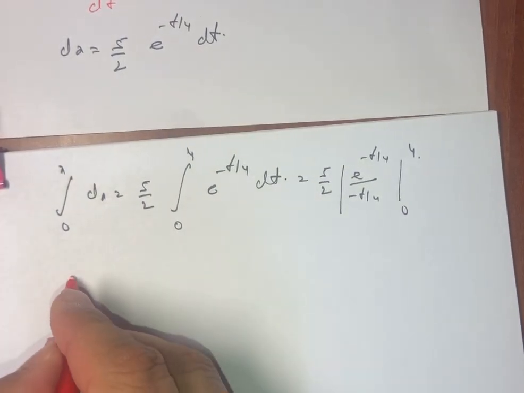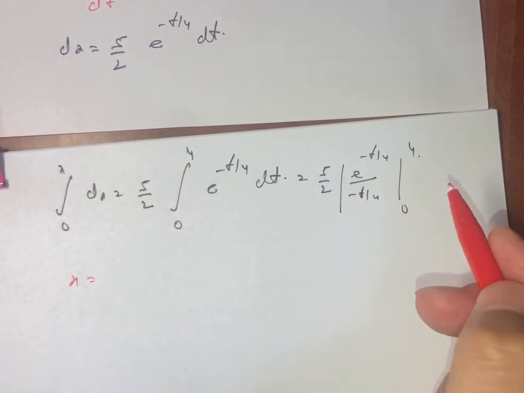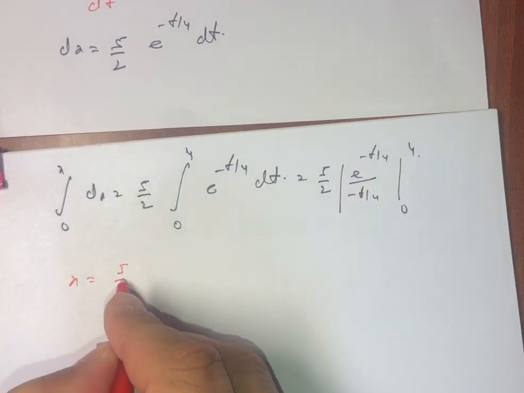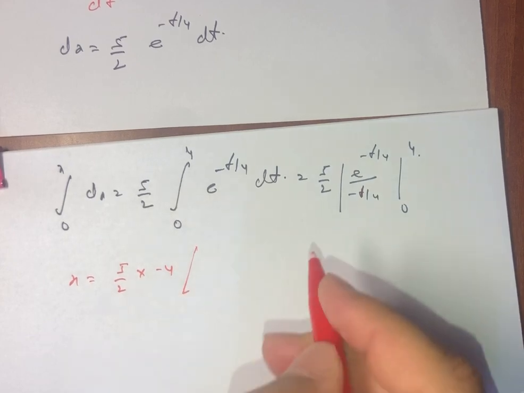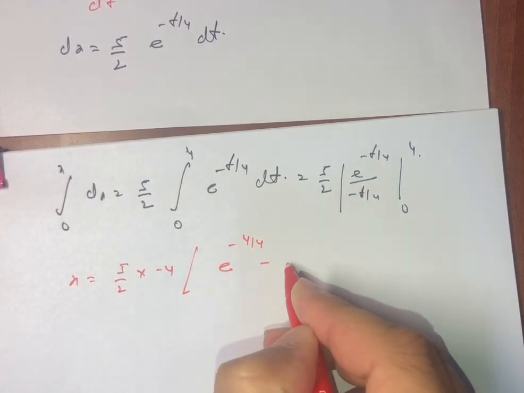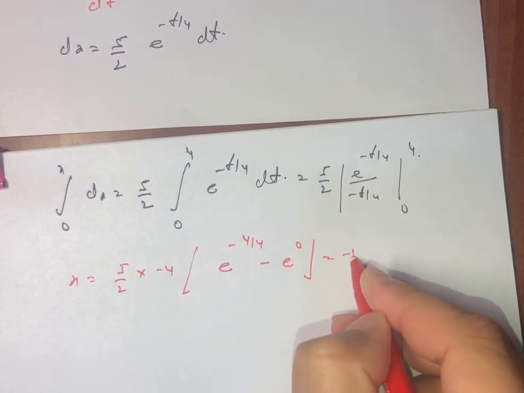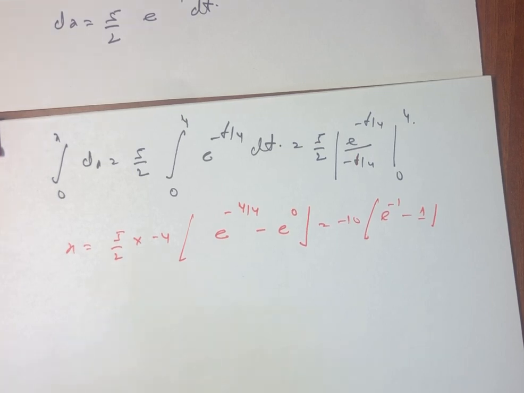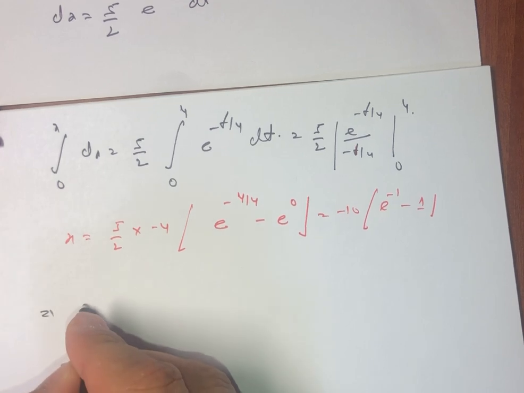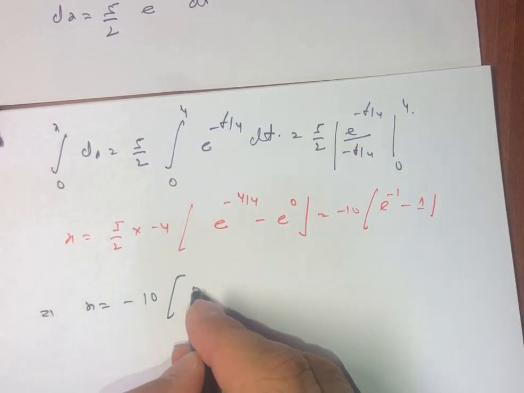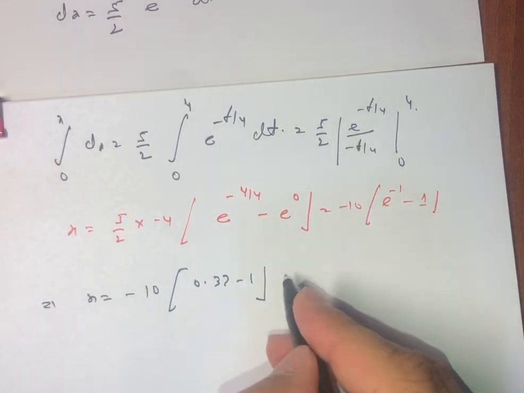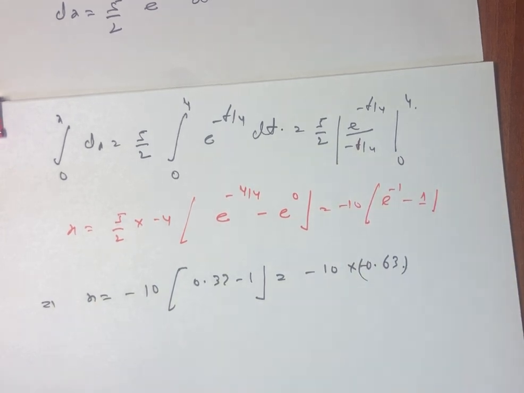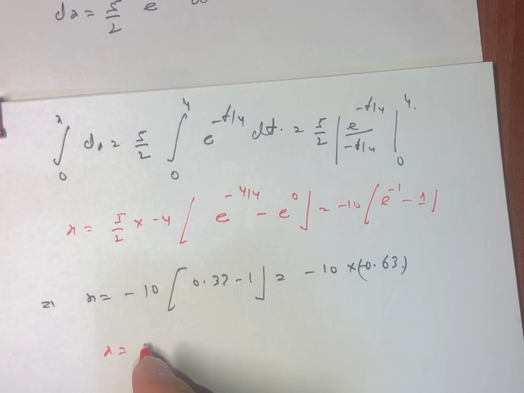Our left side will be only x, which is equal to 5/2 multiplied by minus 4. We substitute the values, and we get e raised power minus 4/4 minus e raised power 0. So we get x equal to minus 10 times (e raised power minus 1 minus 1). It is given that the value of e raised power minus 1 is 0.37. So x is equal to minus 10 times (0.37 minus 1), which is equal to minus 10 into minus 0.63. Solving it, we get x is equal to 6.3 meters.